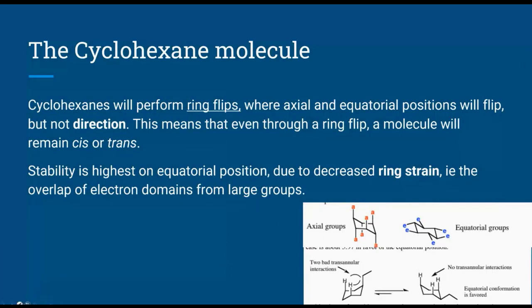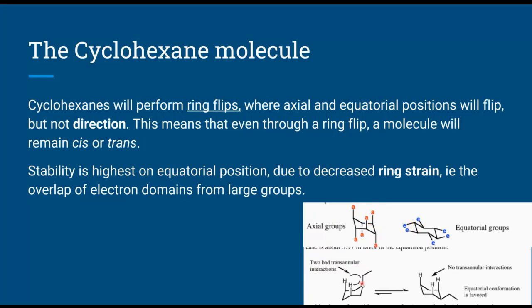So now we're actually going to go a little bit more into the cyclohexane molecule. The cyclohexane molecule is important because it's not actually seen as our line angle drawing. We see it as this chair conformation right over here. And so an important property is that it can perform ring flips to change its conformation. There's 2 types of positions on a cyclohexane. We have the axial position, which point up and down, and we have the equatorial position, which skews outward horizontally.